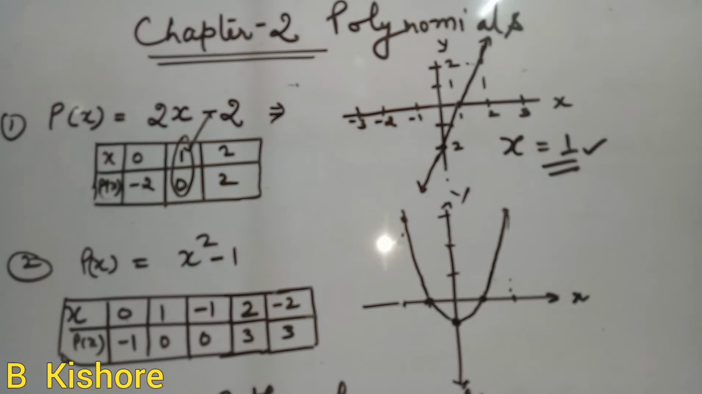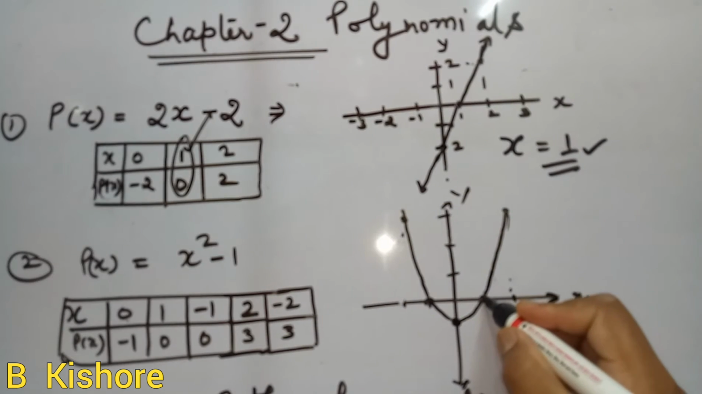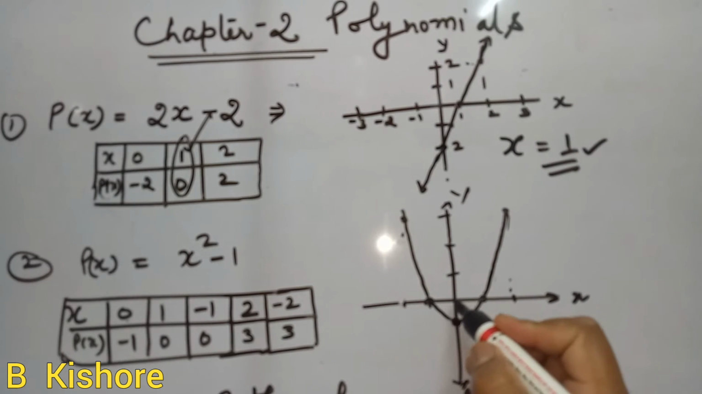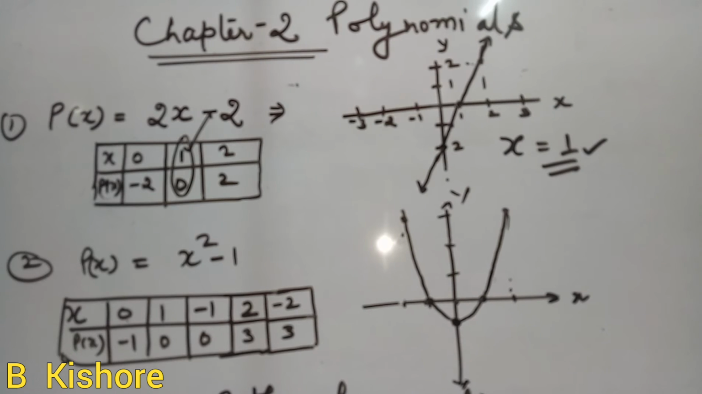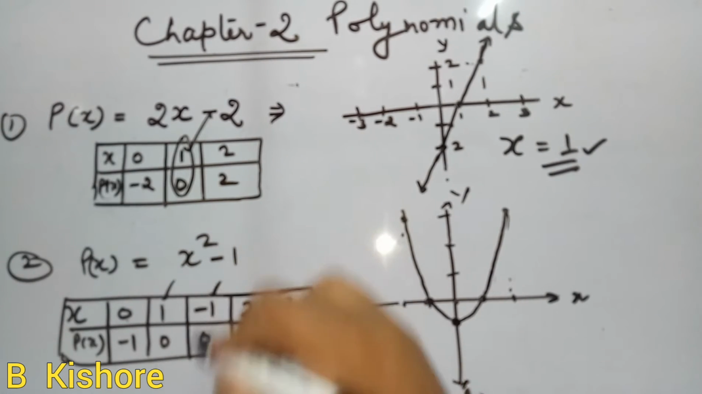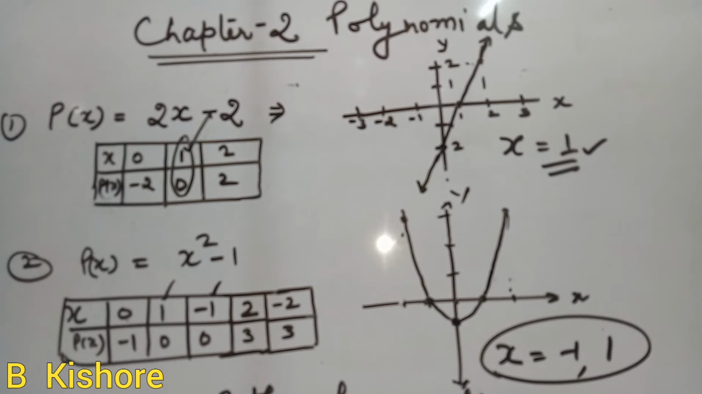Okay, now suppose I take this graph. Here there are 2 points at which the polynomial goes to 0. This is y is equal to 0. So ये दो जगह पे 0 हो रहा है, and those points are -1 and 1. So at x is equal to -1 and 1 the value of this polynomial goes to 0. Okay, so these are two zeros of this polynomial.